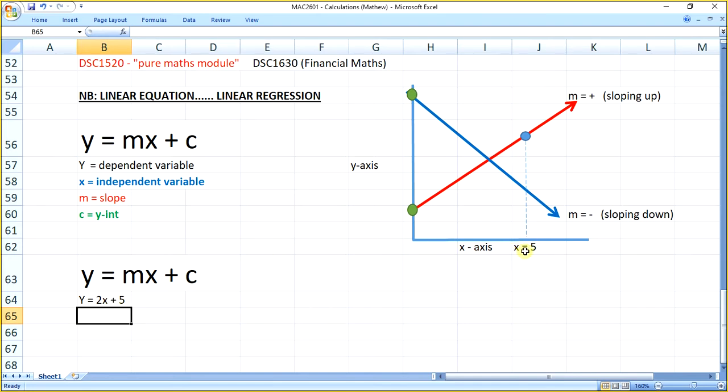Right, if I had to substitute x equals 5 into this equation, I'll have y equals 2 times 5 plus 5, which is 15. Does that make sense? Yeah.